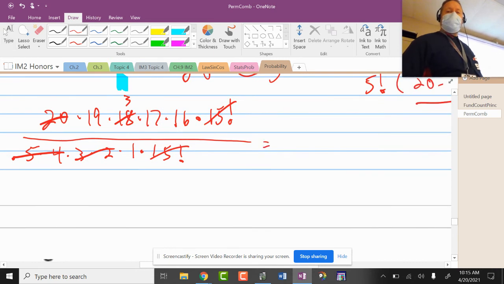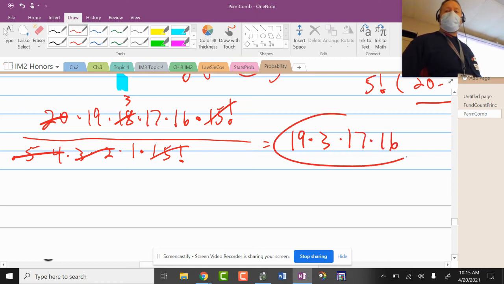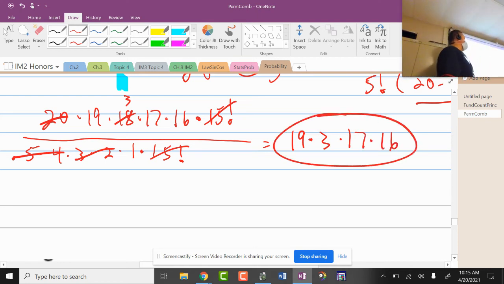So here's what I expect you to write as a final answer. 19 times 3 times 17 times 16. Circle it up because obviously that's a ginormous number. So the point of this being no calculator, I'm making you exercise what a combination is, do some canceling, and then just leave the answer as a product.